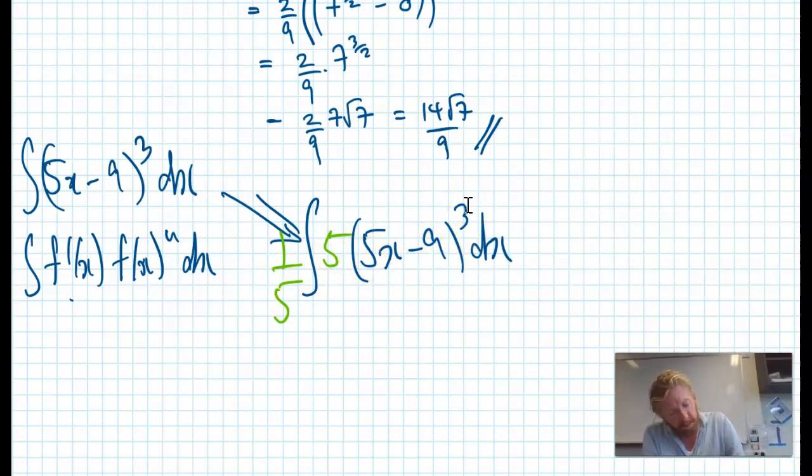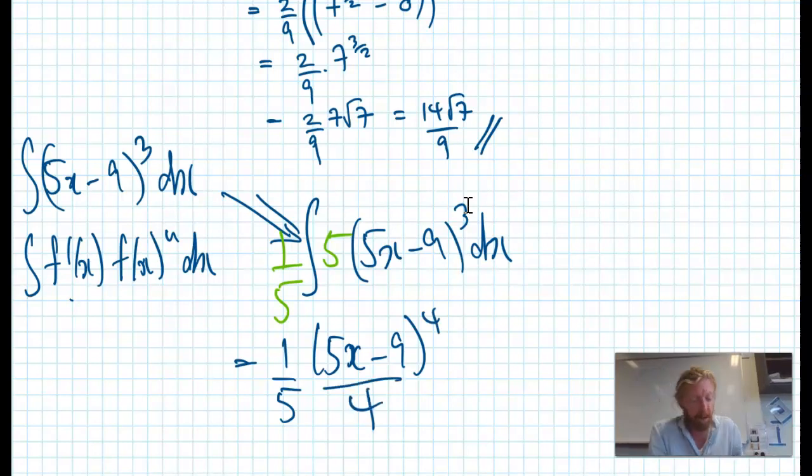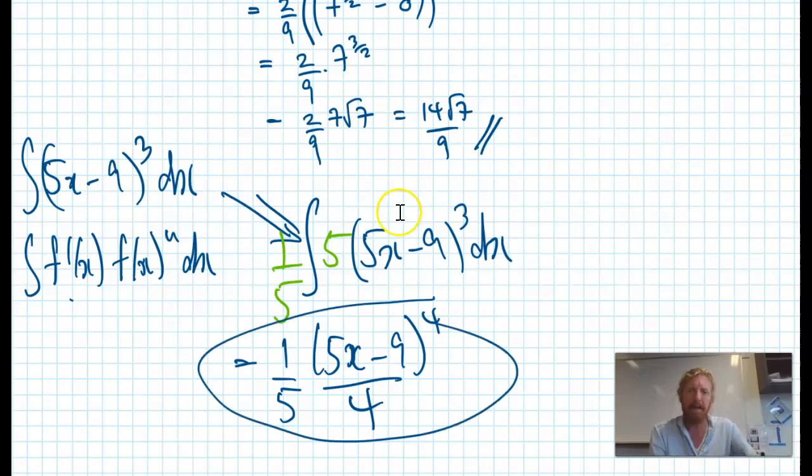So I can jump straight to my answer, which is that fifth stays there. 5x minus 9 to the 4 on 4. That's the exact same answer that we had before. It's just that form said to put that 5 on the bottom. Either way you do it, you win.